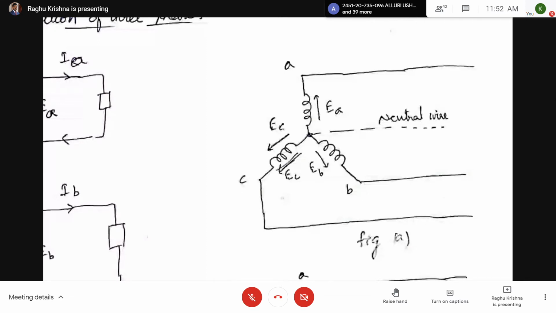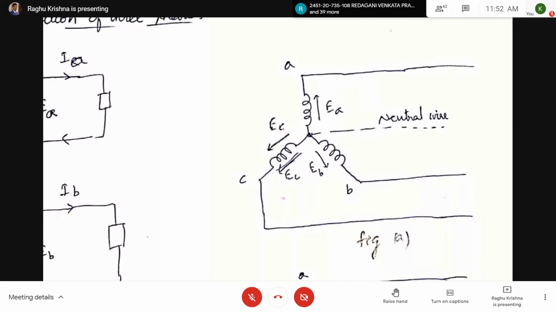Similarly, EB is the voltage between phase line B and the neutral. EC is also the voltage between phase line C and the neutral. So A, B, C are the three phases. Here phase to neutral voltage is the phase voltage. So EA, EB, EC are the phase voltages.